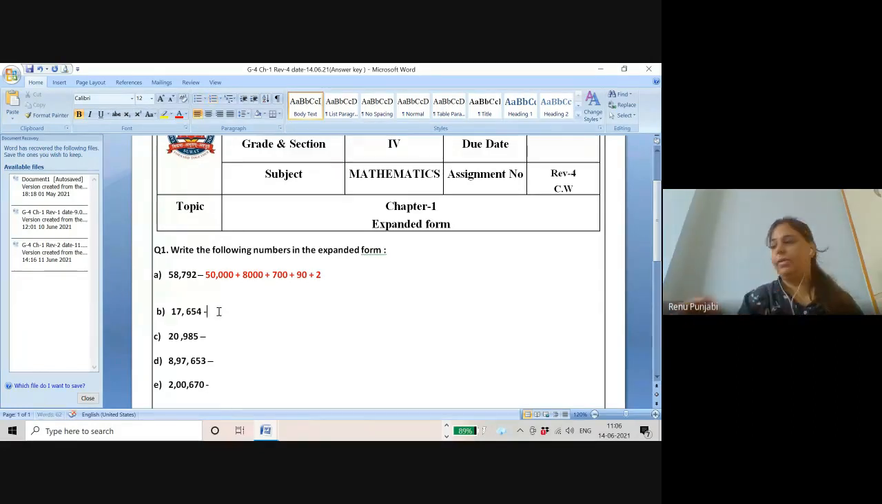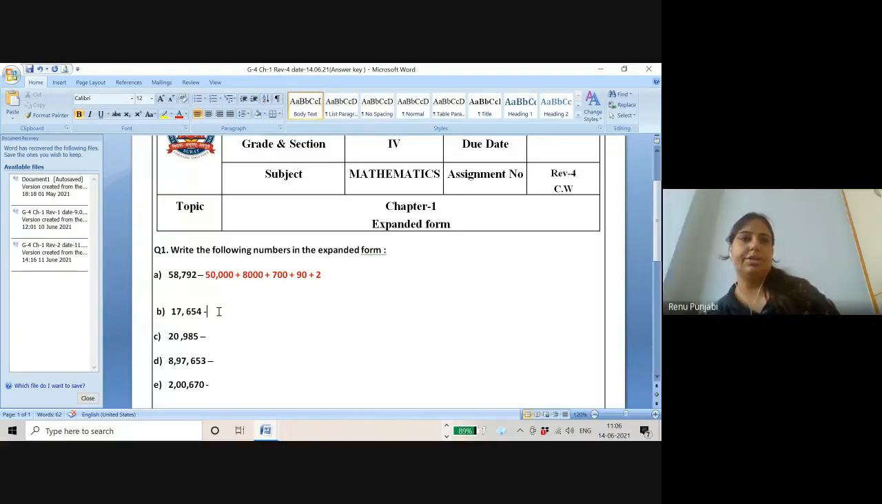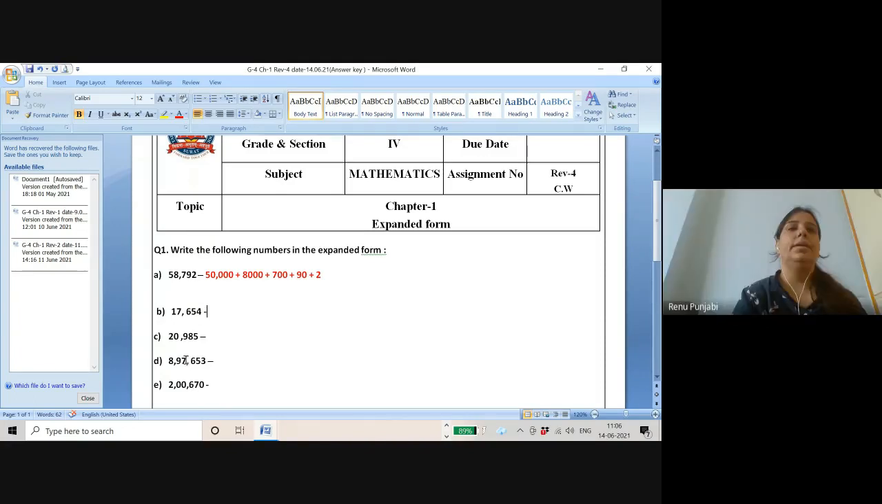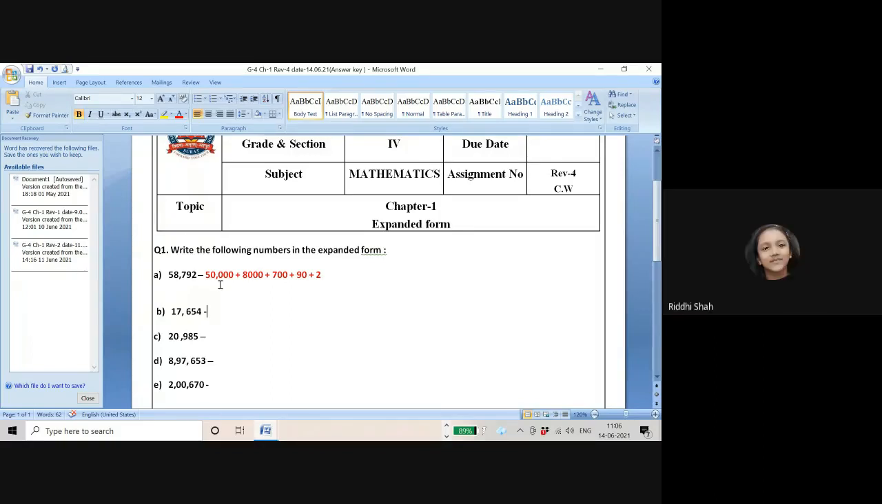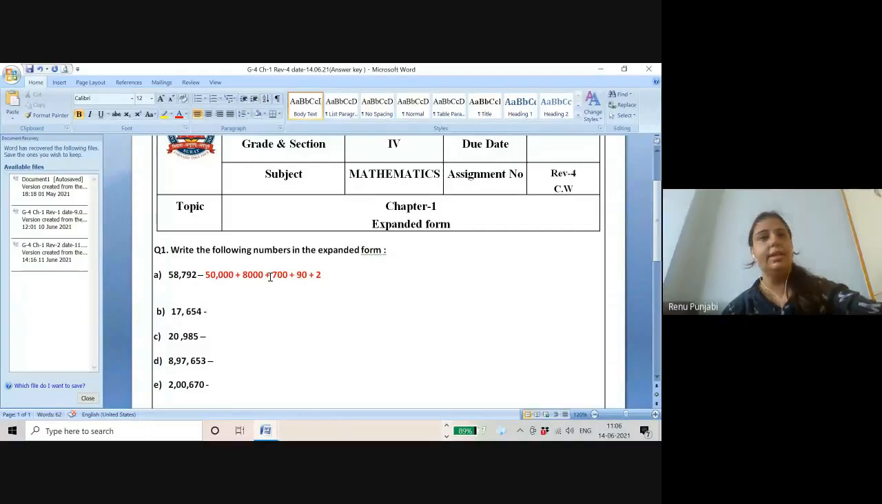Okay, now I will call the child's name. First, I forgot to put a comma. In 8,000, there is no 8,000, it's lakh. 8,97,653. This is right, the comma is there. Ma'am, in the first one, in expanded form, no need to write the answer? Yes, in the answer, either you write.